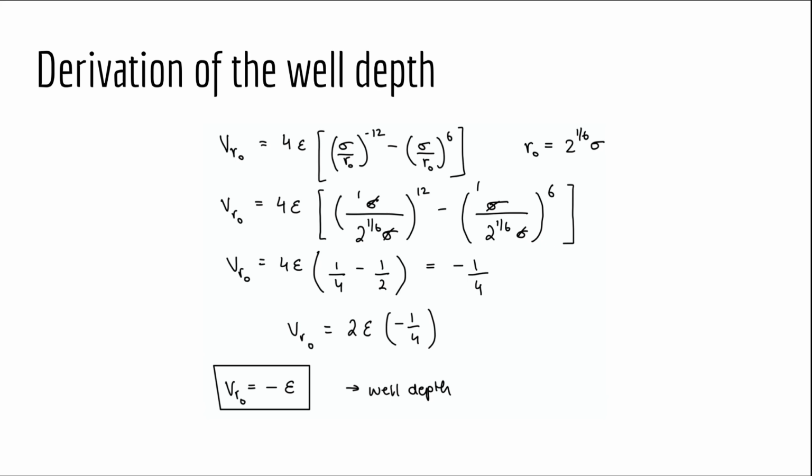First, we can substitute the equation for r0 into the equation for the interatomic potential energy. We obtain this by finding the derivative of the potential energy with respect to r and setting that to 0. The solution to this gives us the expression for r0, which is 2 to the power of 1/6 multiplied by sigma. Once this is substituted into the equation for the potential energy and simplified, we get the expression for well depth, which is negative epsilon.